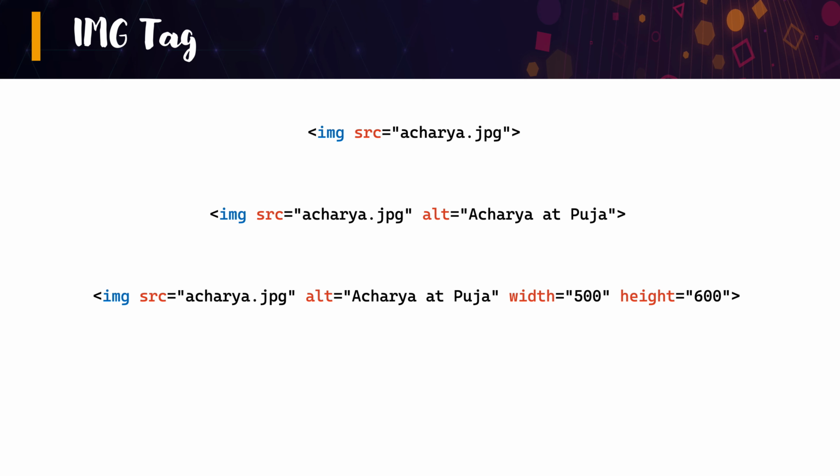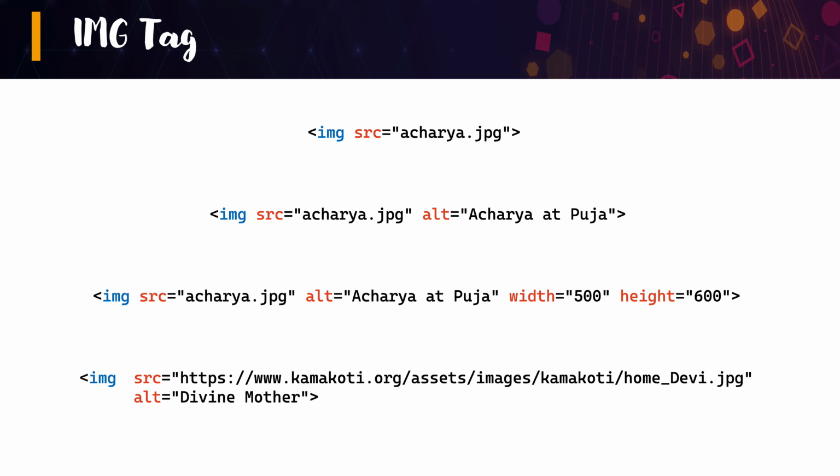One last example where the src is not referring to a local file or a relative file, but it is having an absolute link or absolute path, or a fully qualified path, as they say. So the src is giving a complete path to a picture on the server, which is kamakoti.org.